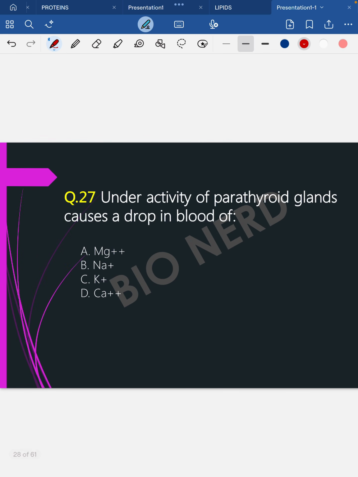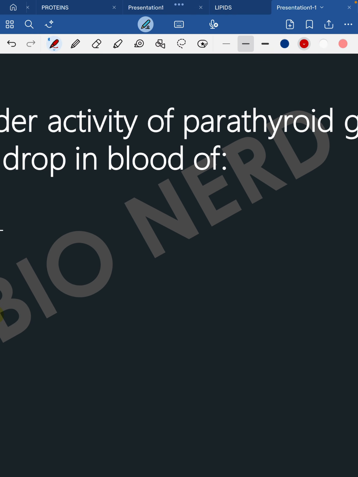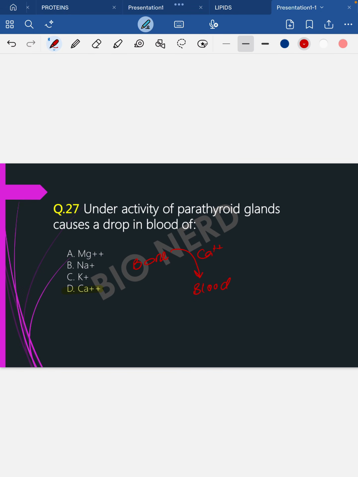27, underactivity of parathyroid gland causes a drop in blood of calcium. You know very well parathyroid has a link with the calcium, and parathyroid gland secretes parathormone, and parathormone is responsible for transferring the calcium from bone to the blood, okay? So underactivity means the levels of parathormone are low, so calcium will not be transferred from bone to the blood, so drop in the blood of calcium, delta.